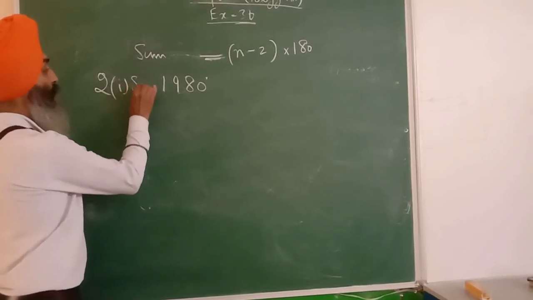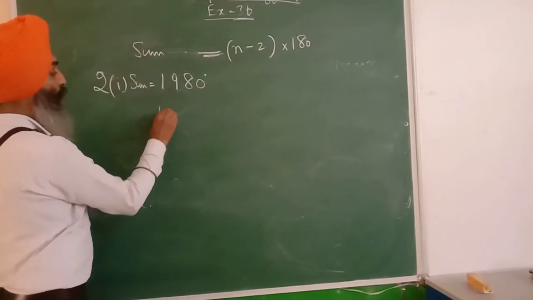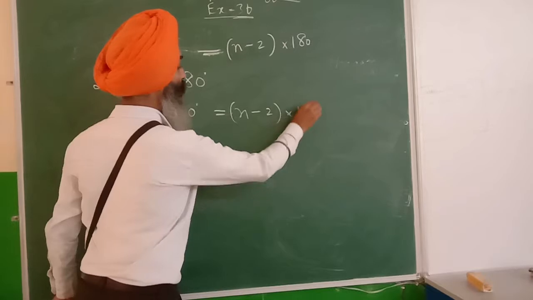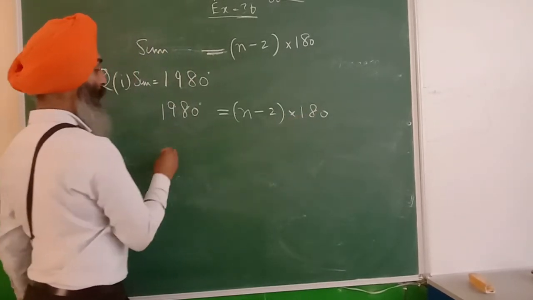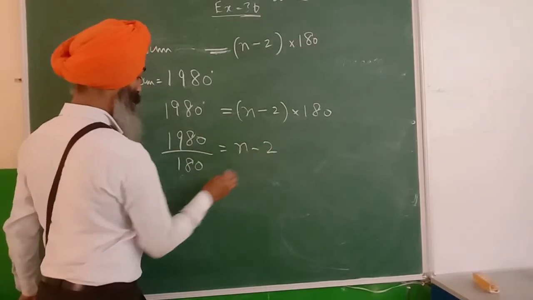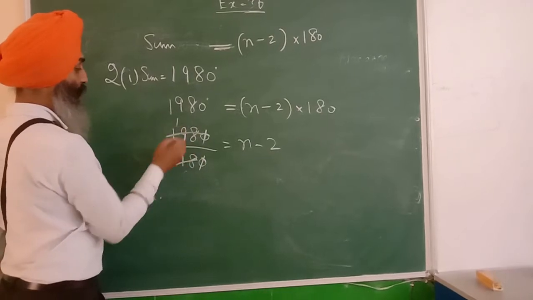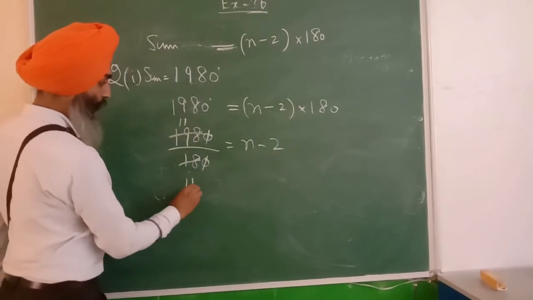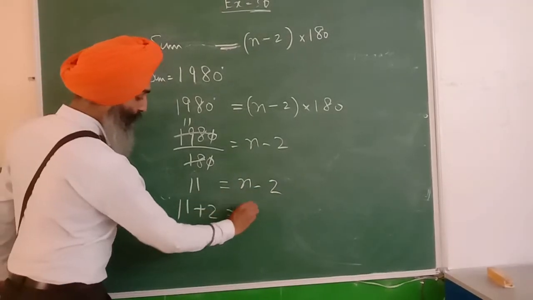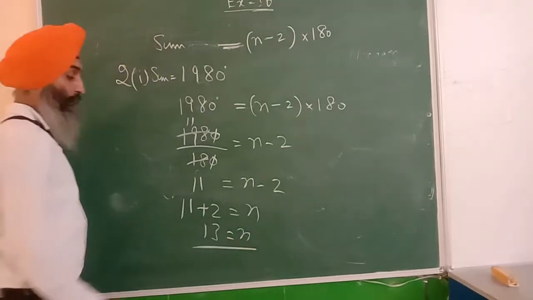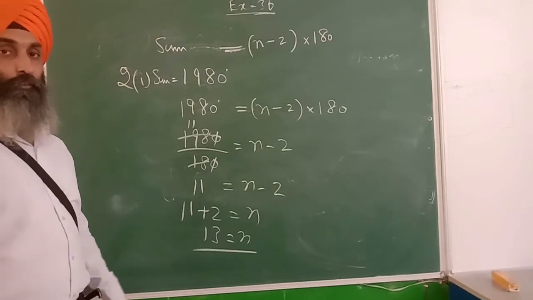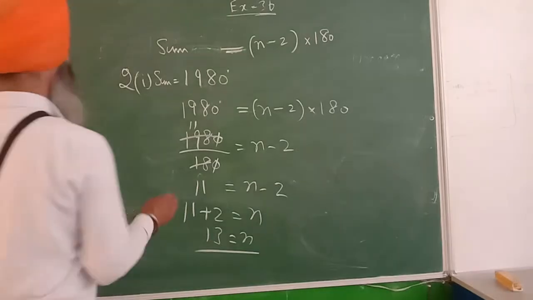If the sum is given, in the formula you put 1980 equal to n minus 2 into 180. Here it is multiplied, so when it goes to the other side it will be divided. Divide by 180, and n minus 2 remains. Cutting is possible: 18 1 by 18, then 18 1 by 18. So 11 is equal to n minus 2. The 2 will come here and it will be plus. So n is equal to 13. It means it is a polygon having 13 sides. Okay everyone, the next part you can do yourself.